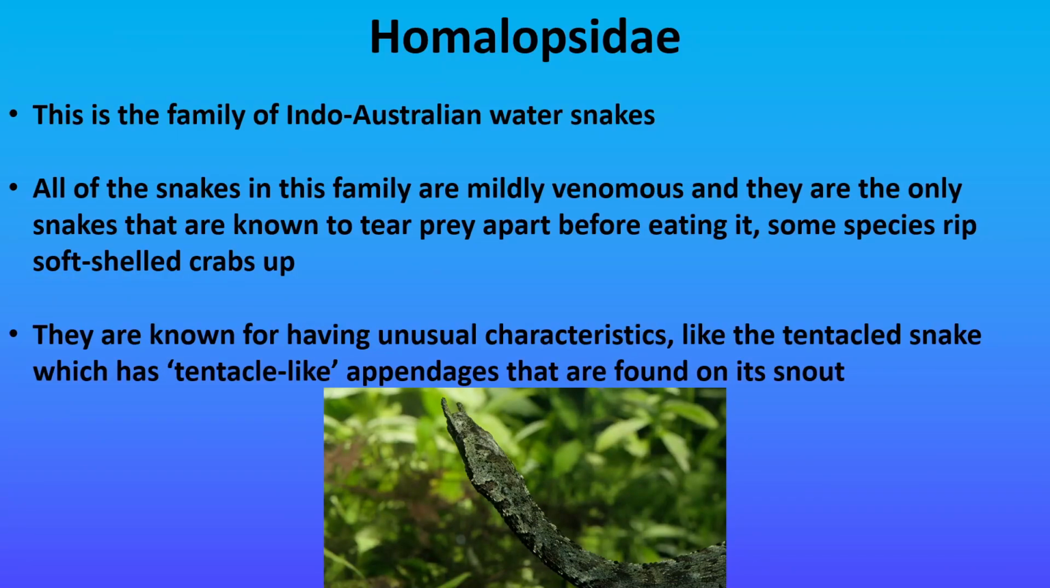Next are the Homolopsidae, and this is the family of Indo-Australian water snakes. All of the snakes in this family are mildly venomous, and they are the only snakes that are known to tear prey apart before eating it. Some species rip soft-shelled crabs up. They are known for having unusual characteristics, like firstly, tearing prey up before eating it, and also like the tentacle snake, which has tentacle-like appendages that are found on its snout. And you can see those appendages right there in the picture at the bottom.